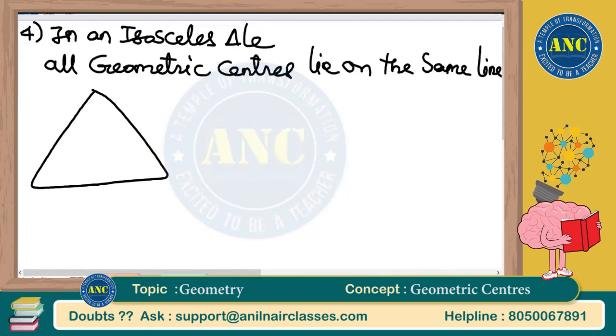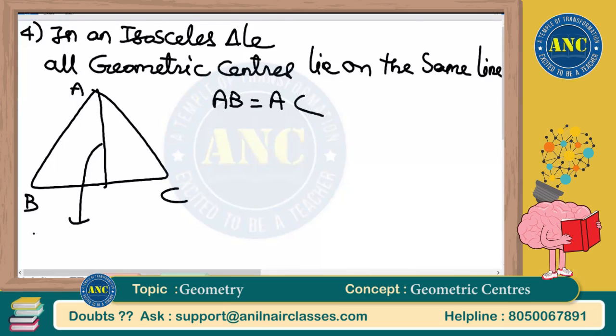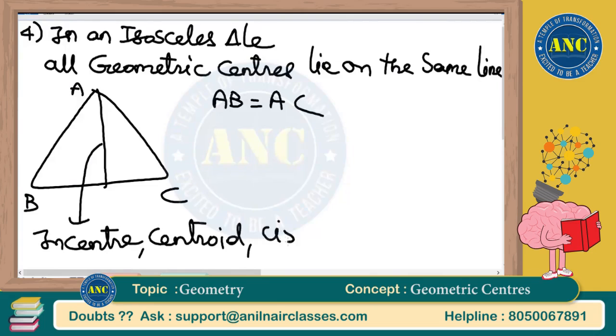Suppose it is an isosceles triangle ABC where AB is equal to AC. If I draw a line, on this line only the incenter will be there. On this line only the centroid will be there. On this line only the circumcenter will be there. On this line only the orthocenter will be there.